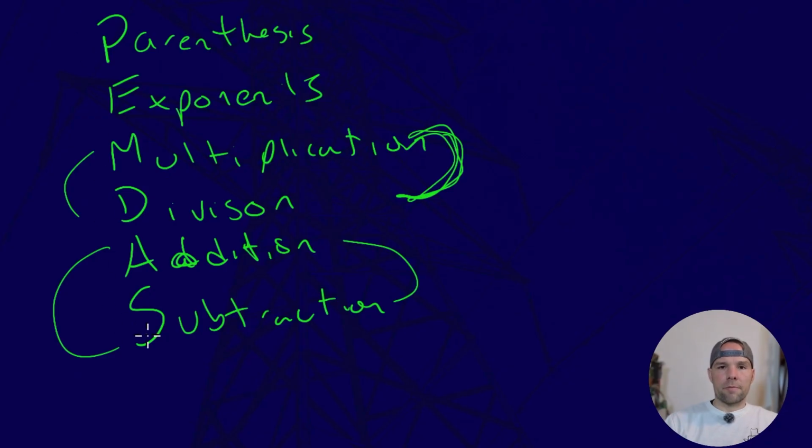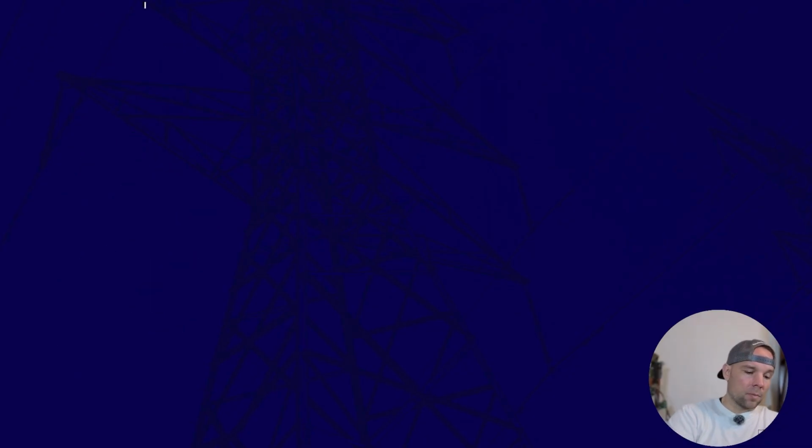So you want to solve everything that's in parentheses first. Then you want to start by solving the exponents. Then you're going to look at multiplication, division from left to right, whatever comes first. Then you're going to go to addition, subtraction from left to right, whatever goes first. All right, so let's look at some examples. We'll write PEMDAS up here just so we don't forget.